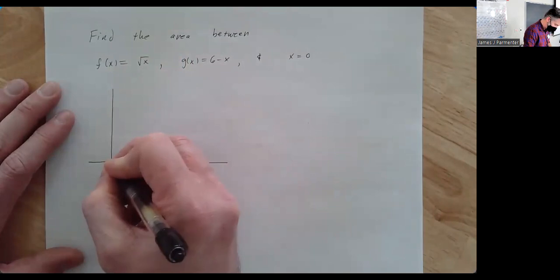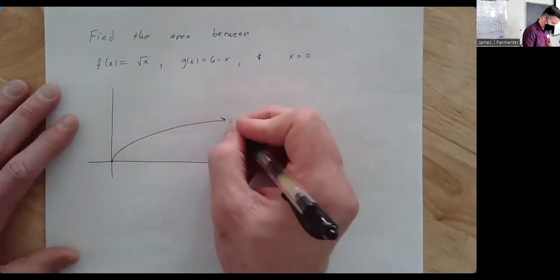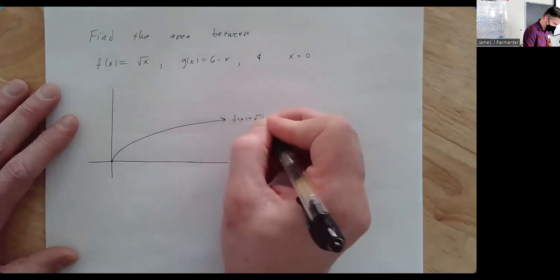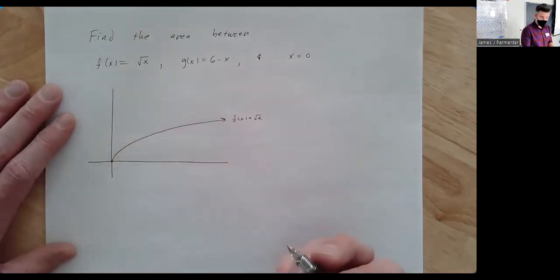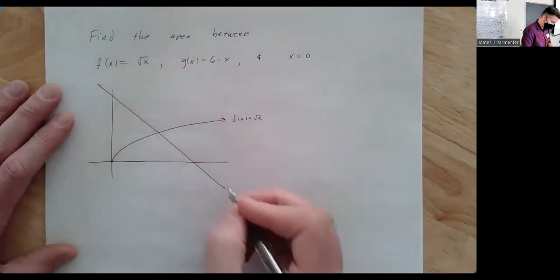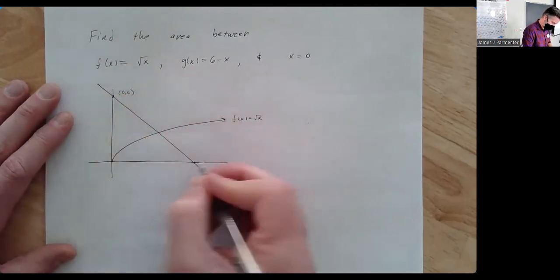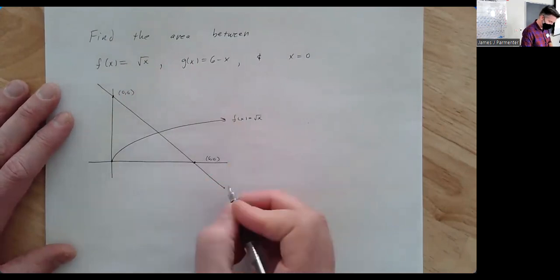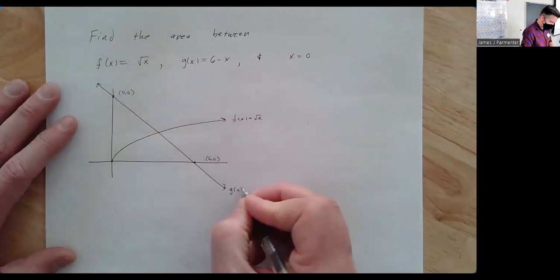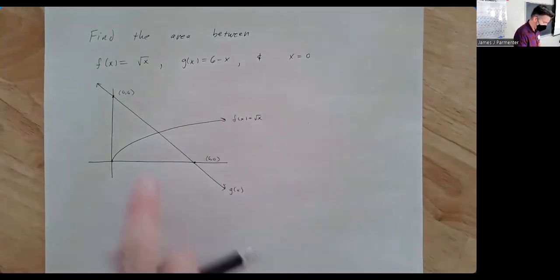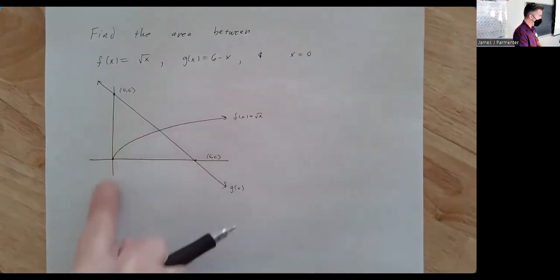Here's the square root of x, looking as good as it ever does. And g of x equals 6 minus x just looks like a line going down from left to right, something like that, with a y-intercept of 6 and an x-intercept of 6. And I always like to point out at this point, it might not be super clear which region we want. It could be this region here against the x-axis, or it could be this region here against the y-axis.